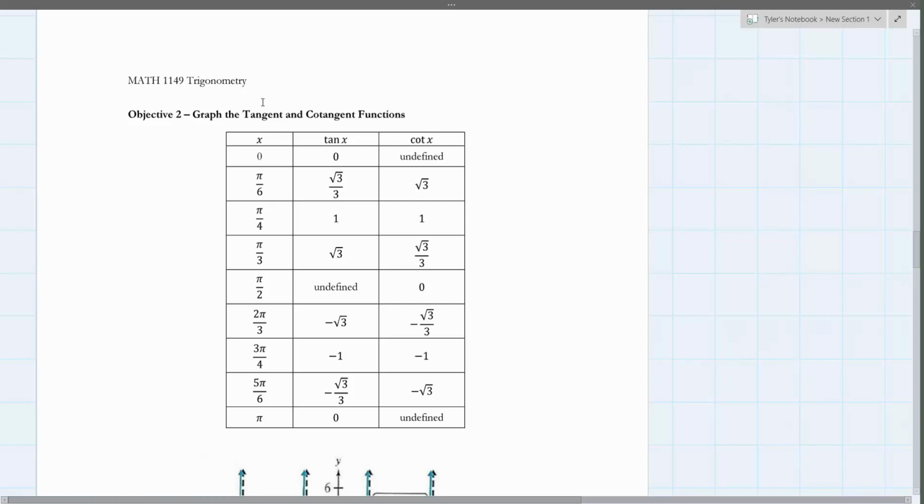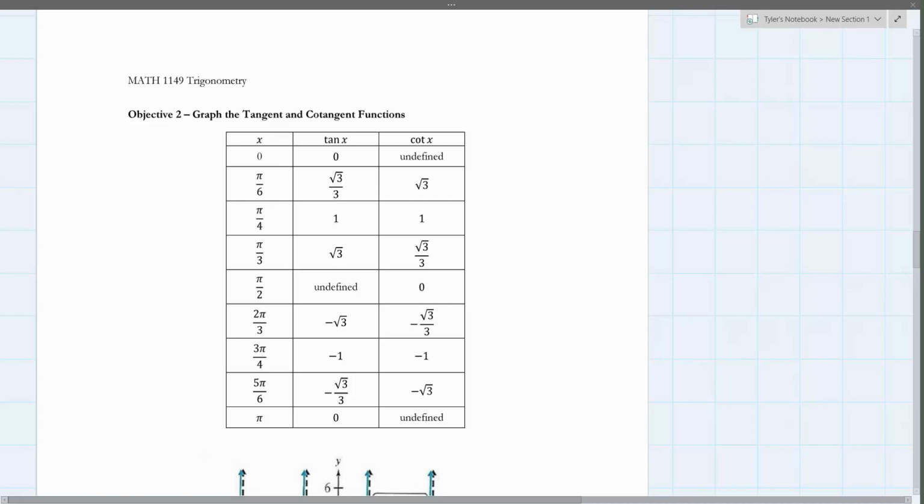So you can see, if we take tangent of 0, we get 0, right? Tangent of pi over 6, we get square root of 3 over 3. And then obviously cotangent is a reciprocal of tangent, right? So where tangent's 0, cotangent is undefined. Where tangent's undefined, cotangent's 0, and so forth. We can get this information from points on the unit circle. We just take sine divided by cosine, and you can come up with these values, and then cotangent is just the reciprocal.